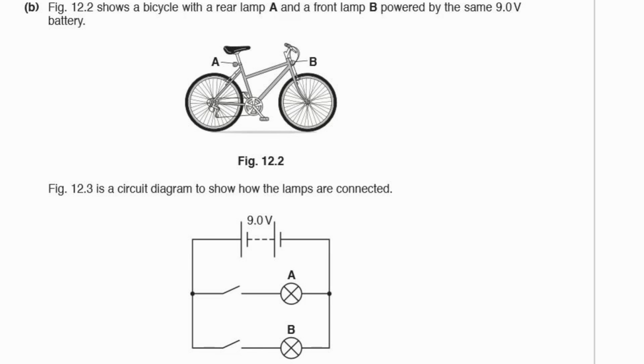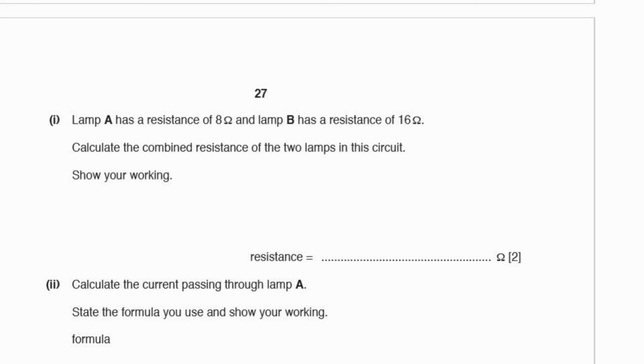B. Figure 12.2 shows a bicycle with a rear lamp A and a front lamp B powered by the same 9-volt battery. Figure 12.3 is a circuit diagram to show how the lamps are connected. Okay, so they're in parallel with 9 volts across them. Lamp A has a resistance of 8 ohms and B has a resistance of 16 ohms. Calculate the combined resistance of the 2 lamps in this circuit. Show your working out. All right. So we've got resistors in parallel. 1 over RT is 1 over R1 plus 1 over R2.